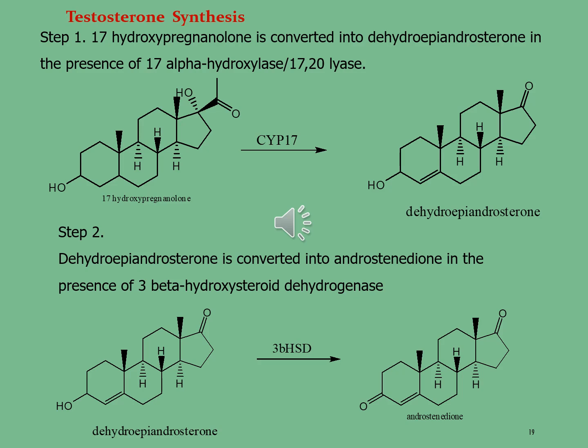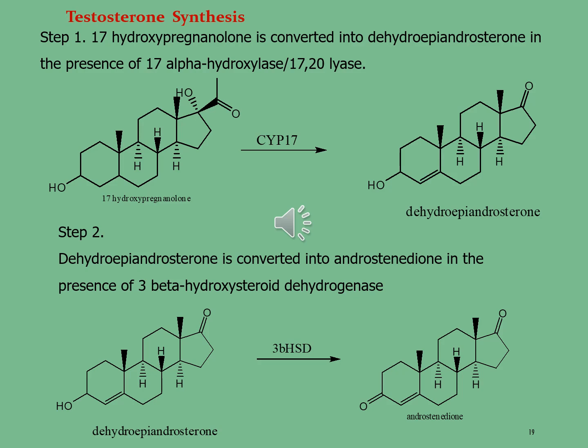So this structure is converted into dehydroepiandrosterone in the presence of the enzyme 17-alpha hydroxylase, 17,20 lyase. The structure of dehydroepiandrosterone consists of two functional moieties.